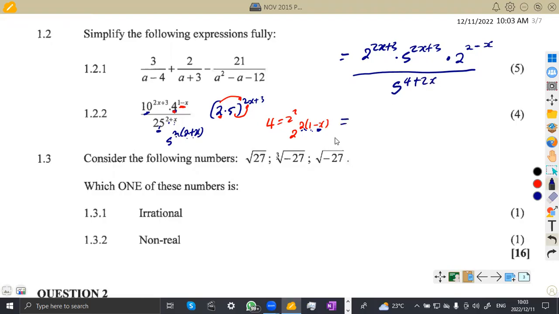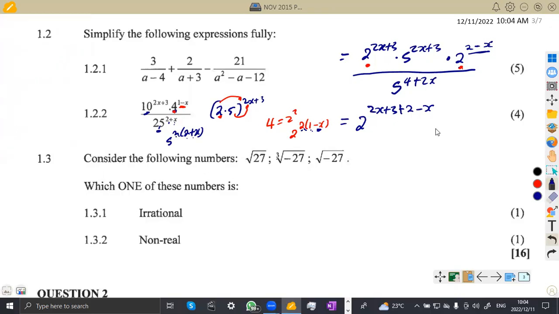So from this part, guys, we can see that we have got 2 here. So they are multiplying actually the base of 2 and the base of 2. Remember that if you're multiplying, you add the exponents. So it's going to be 2 to the exponent of 2x plus 3 multiplied to 2 to the exponent of 2 minus x. So you add. So it's going to be plus 2 minus x.